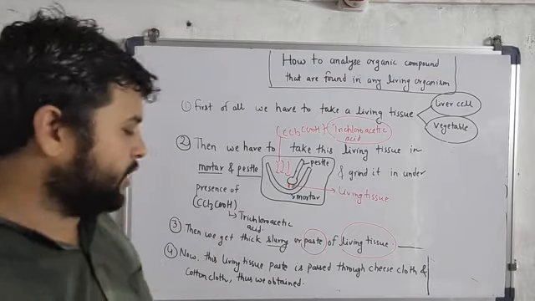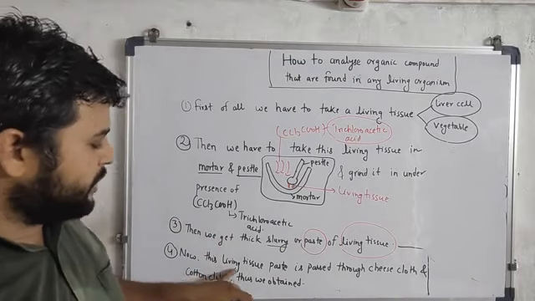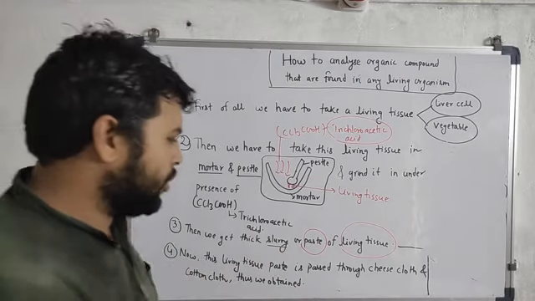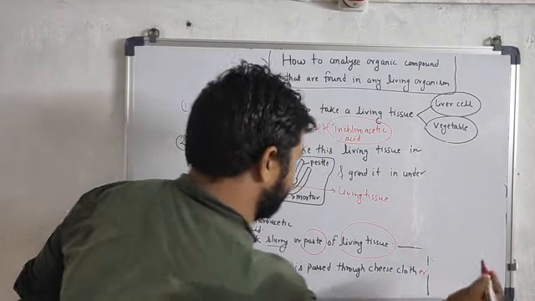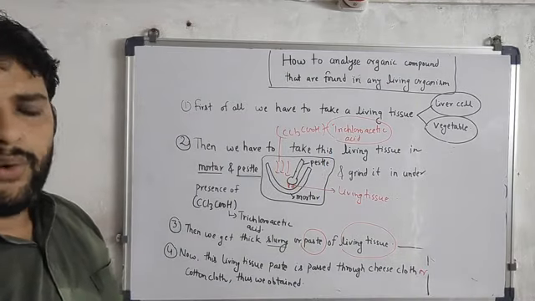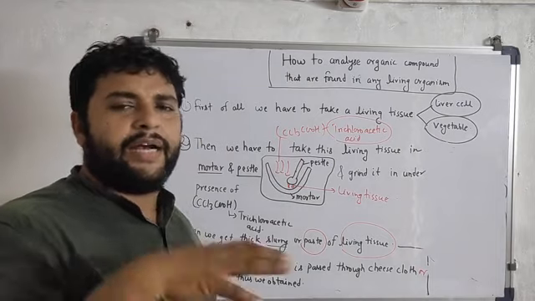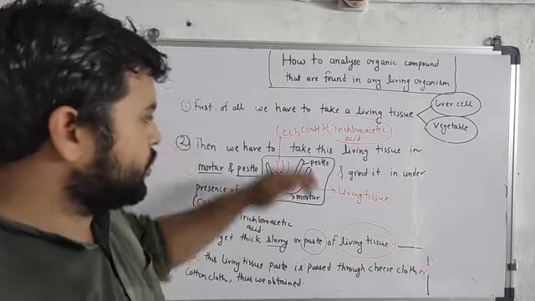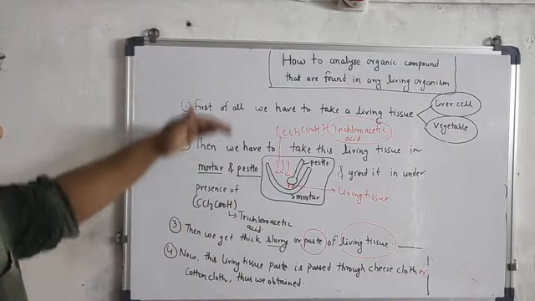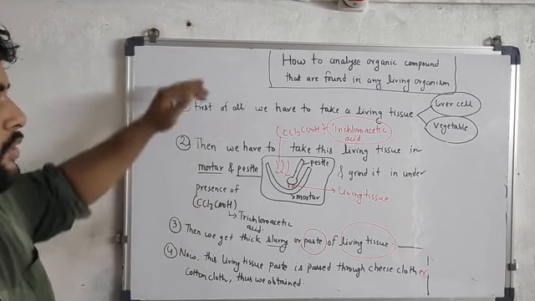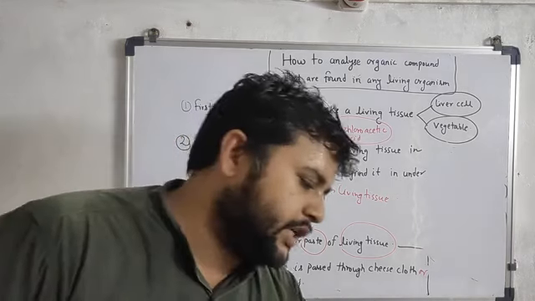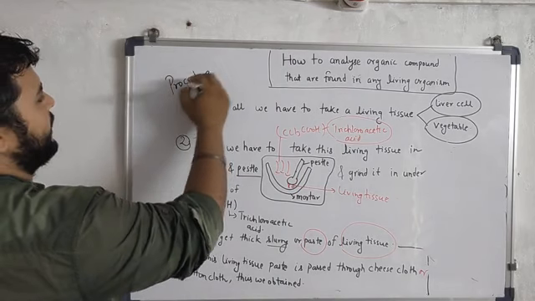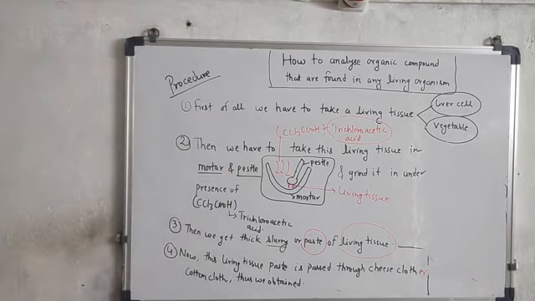So the fourth point: this living tissue paste is passed through the cheesecloth or cotton cloth, any type of cloth you can take. Then we obtain some data, and on the basis of that data we can conclude something. So first of all, note this point. This is all about the procedure in order to identify the organic components that are present in a living organism.